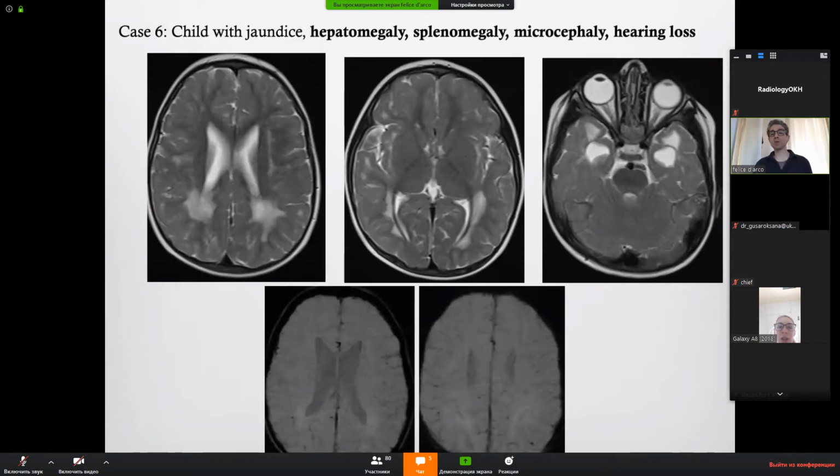Now, other infection, very, very important. Child with jaundice, hepatomegaly, splenomegaly, microcephaly, and hearing loss. You don't need the MR. You already have the diagnosis. But here you also have prominent subcortical cysts in the temporal lobe, very typical, and white matter abnormalities. You may have some calcification, but this is typical of congenital CMV.